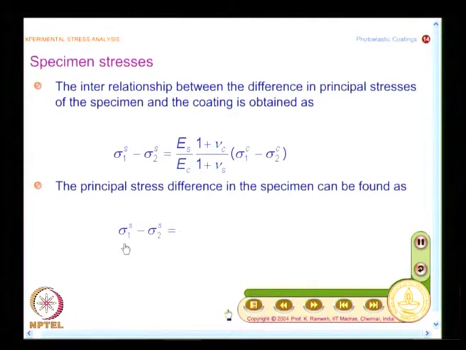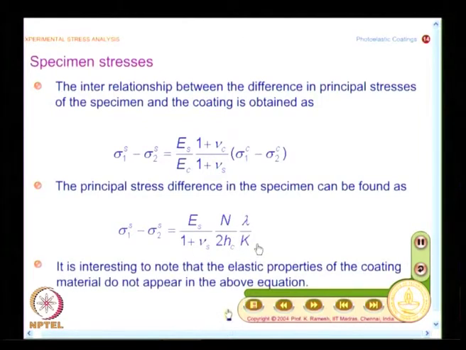Now, we will look at the principal stress difference of the specimen in terms of the fringe order and the strain optic coefficient k. What I have here is that the elastic constants of the specimen come into the picture, which was not the case in transmission photoelasticity. There I had only n f sigma by h. Here it is n f epsilon divided by 2 h c, f epsilon is replaced by lambda by k, but in addition you also have Young's modulus of the specimen divided by 1 plus nu s.